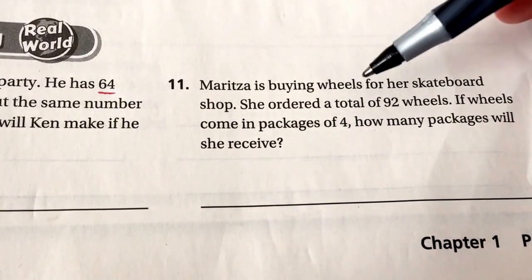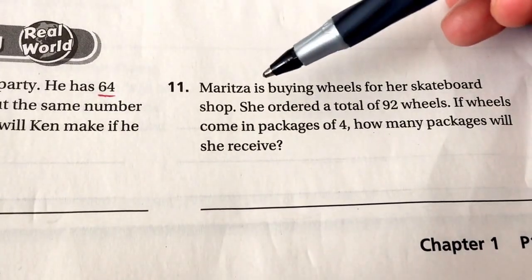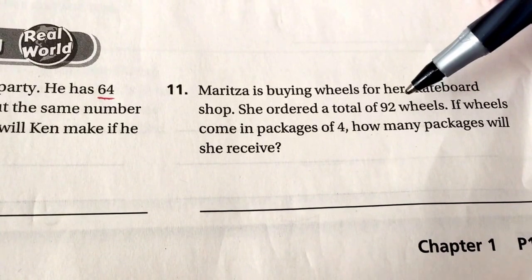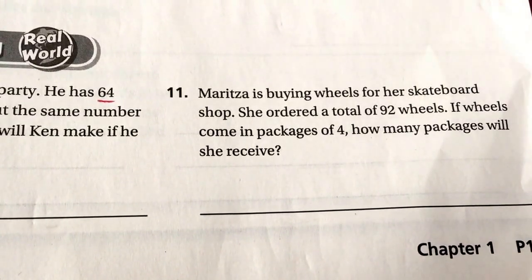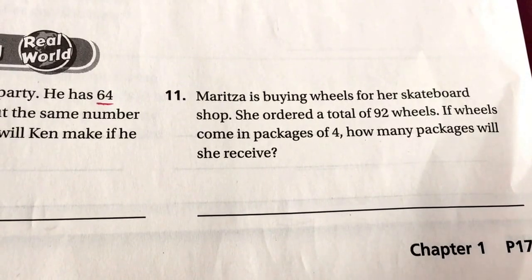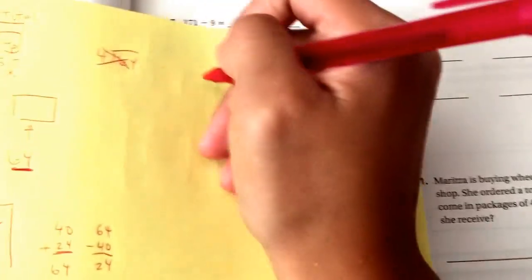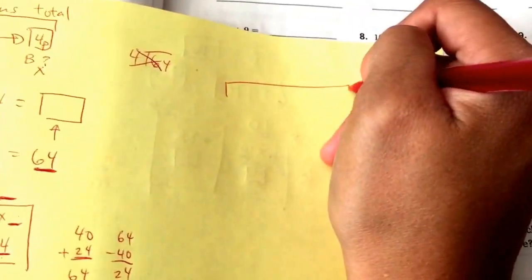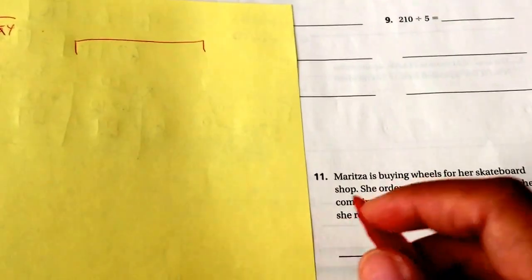Maritza is buying wheels for her skateboard shop. She ordered a total of 92 wheels. If wheels come in packages of 4, how many packages will she receive? So again, we're going to start with a part whole. So, picture box, where the total is going to go on the top if there is a total. If not, you're going to put X to represent that's what we're looking for.